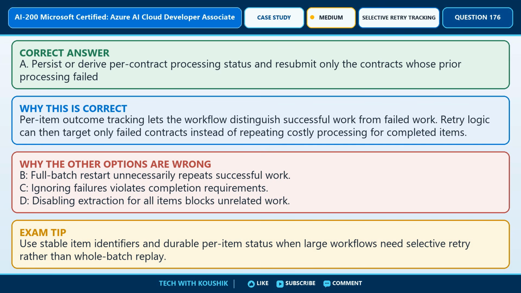The incorrect choices are plausible, but unsuitable because B, full batch restart unnecessarily repeats successful work. C, ignoring failures violates completion requirements. D, disabling extraction for all items blocks unrelated work. Use stable item identifiers and durable per item status when large workflows need selective retry rather than whole batch replay.